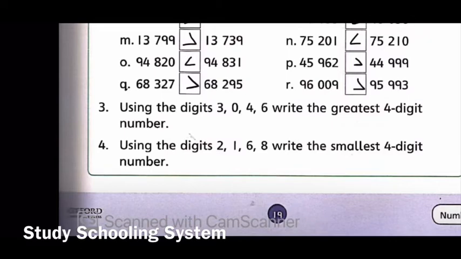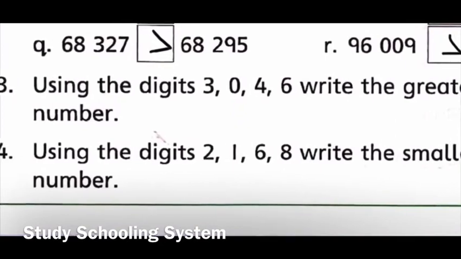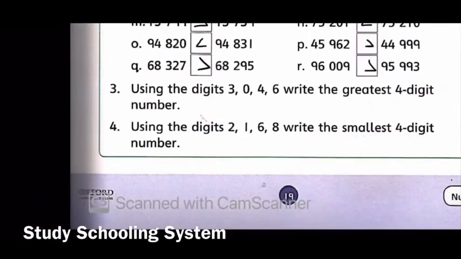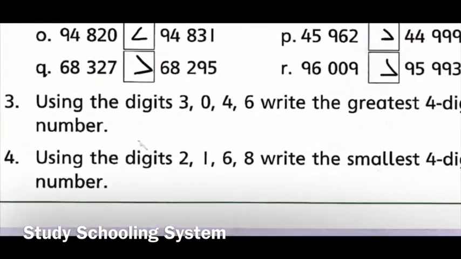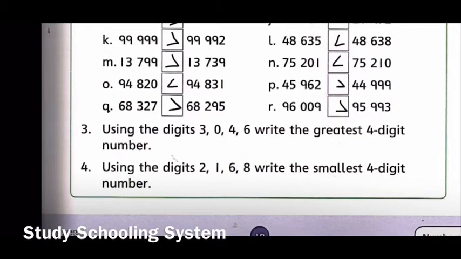Again, we're writing a 4-digit number, so we will start with the thousands place. But when we are writing the smallest number, we will write the smallest number for the place value as well. So for thousands, we will write 1. For hundreds, we will write 2. For tens, we will write 6. And for ones, we will write 8. Why did we write the number 1268? Why not any other number?